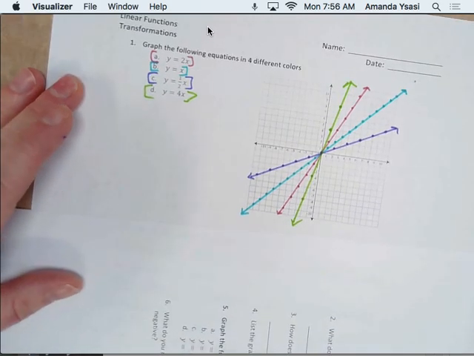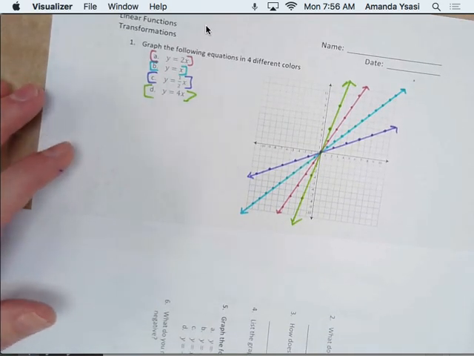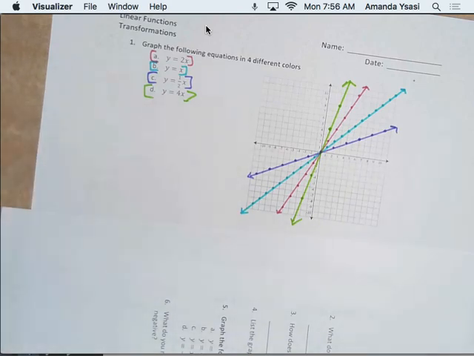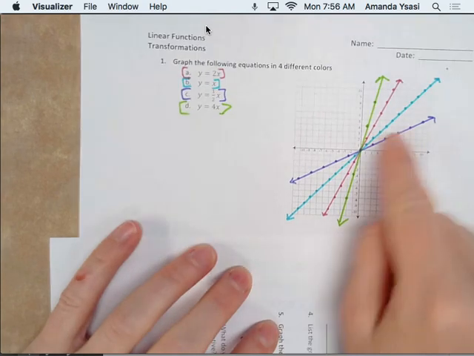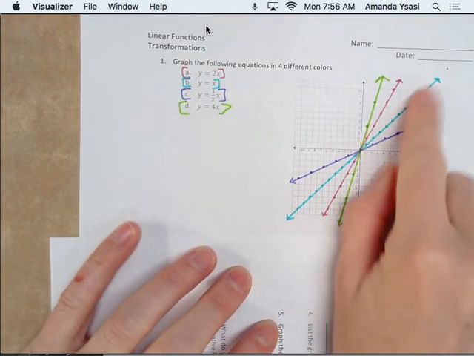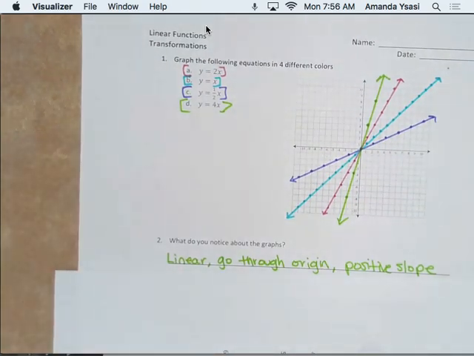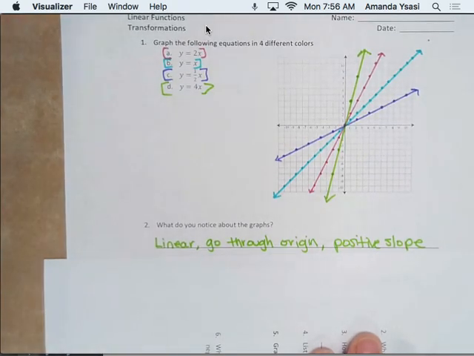And so let's look at the question. What do you notice about the graphs? They're all positive. They all go through the origin. Okay, they're linear, go through the origin, positive slope.